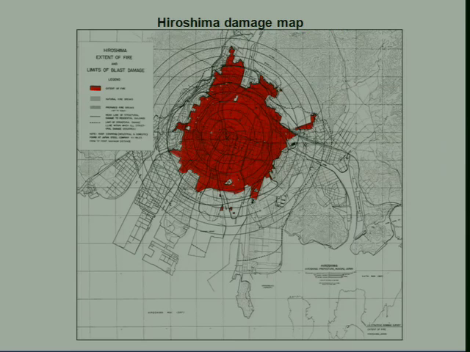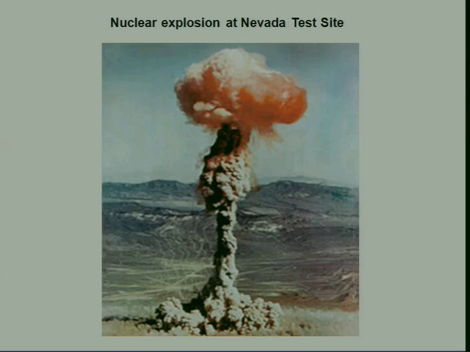And then, of course, in addition to measuring the yields and debris and all that kind of stuff, they wanted to see what effects this stuff had on various objects. So they would build houses and towns, actually, and then set the bombs off and watch what happened. These aren't very clear pictures, but these are buildings being demolished by the nuclear weapon.